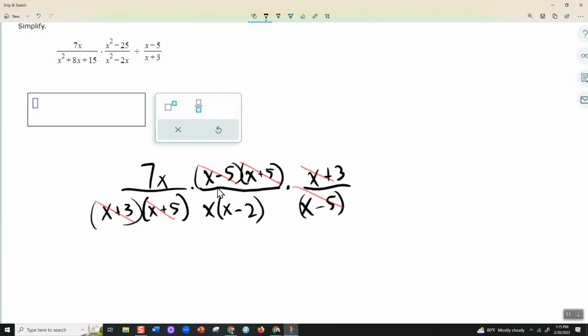Good. So we end up with just a 7x on top and then an x times x minus 2 on the bottom. You can multiply that back together, you just don't have to. I lied, there's still one more thing to simplify. The x over x. Oops.